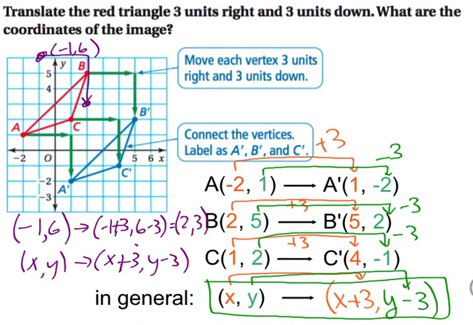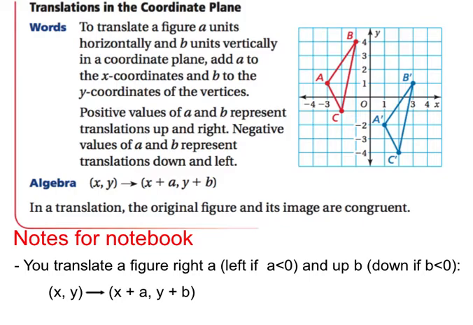In fact, the over 3 and the down 3 are directly related to those numbers. So, to translate a figure A units horizontally and B units vertically in the coordinate plane, add A to the x coordinate and add B to the y coordinates of the vertices. Positive values of A and B represent up and right. Negative values of A and B represent down and left. So in general, the coordinate rule for a translation is x, y becomes x plus A, y plus B. In a translation, the original figure and its image are congruent.